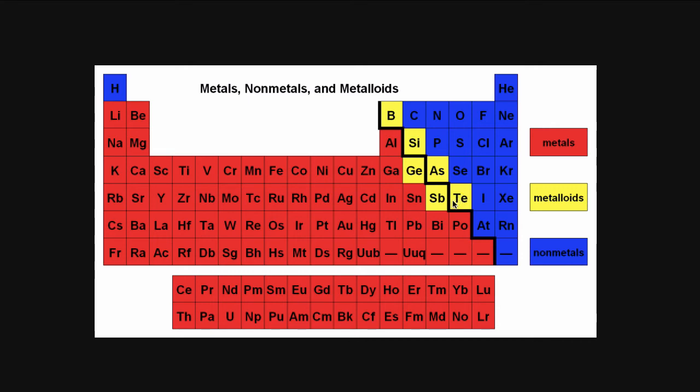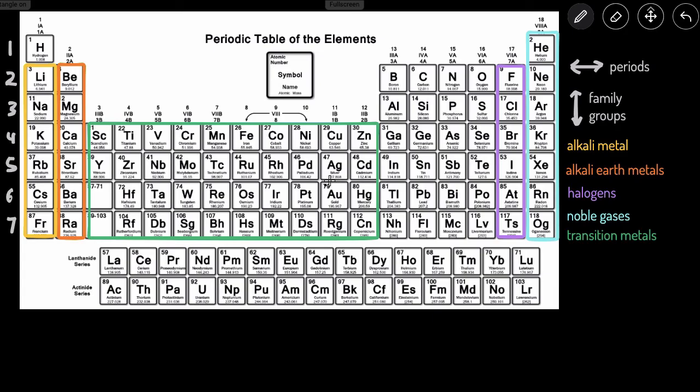So just to recap, we talked about what periods are, what groups are, the names of the main groups, such as alkali metals, alkali earth metals, halogens, noble gases, and transition metals. And then we also talked about what the atomic number is, what this big number here is, that's the atomic number, and then the smaller number is the average atomic mass. And then that symbol is just the element symbol. And that's how you read a periodic table.